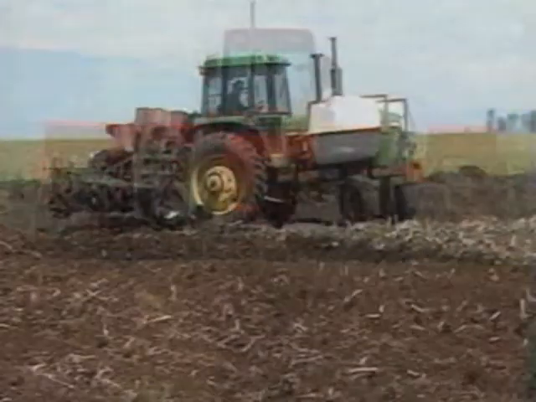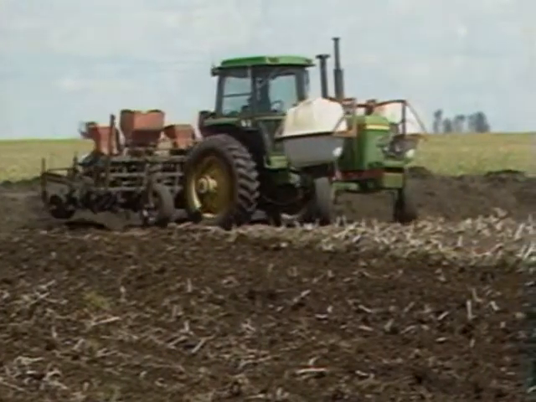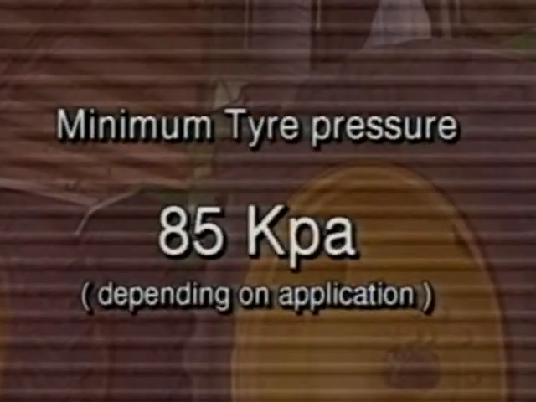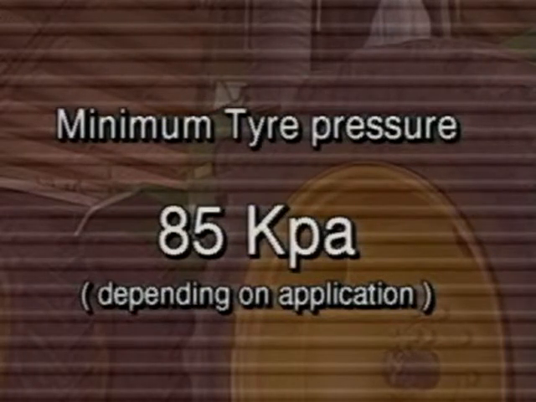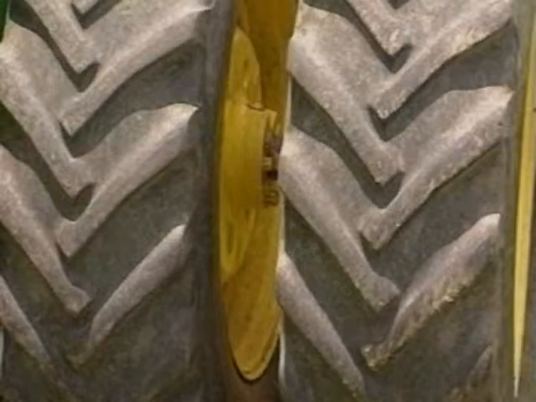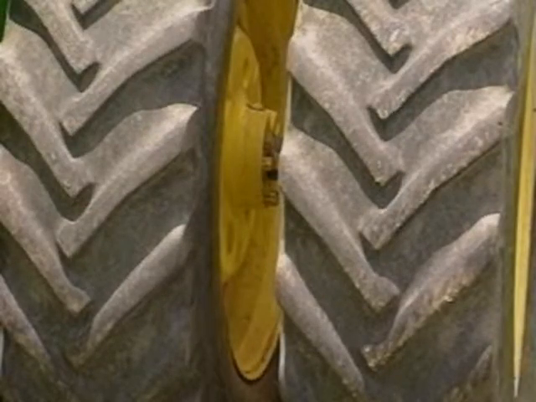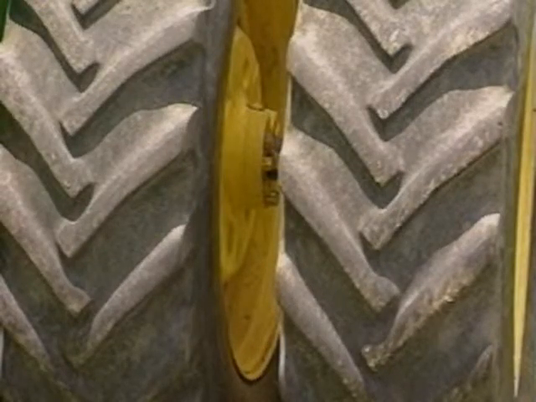So if we can get a single to operate, and we normally look at setting our tyre pressures of 85 kilopascals or 12 psi as the minimum, if we can get tyres to operate to that level or in that region, then we're going to get a tyre which is going to operate efficiently. We only go to duals when we have a load factor on the tyres which a single tyre cannot tolerate.